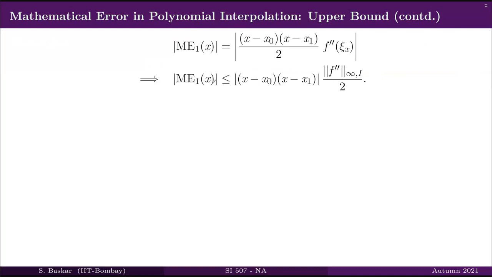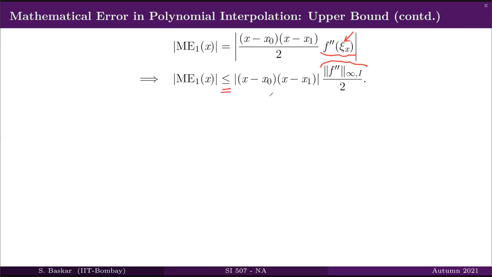Mod error of x is less than or equal to modulus of x minus x0 into x minus x1 divided by 2. Now I am replacing mod f double dash of xi x by its infinite norm. Thereby, we don't care what this unknown is. We just eliminated that unknown by dominating this term by the maximum norm or infinite norm. And thereby, we have a less than or equal to symbol here.